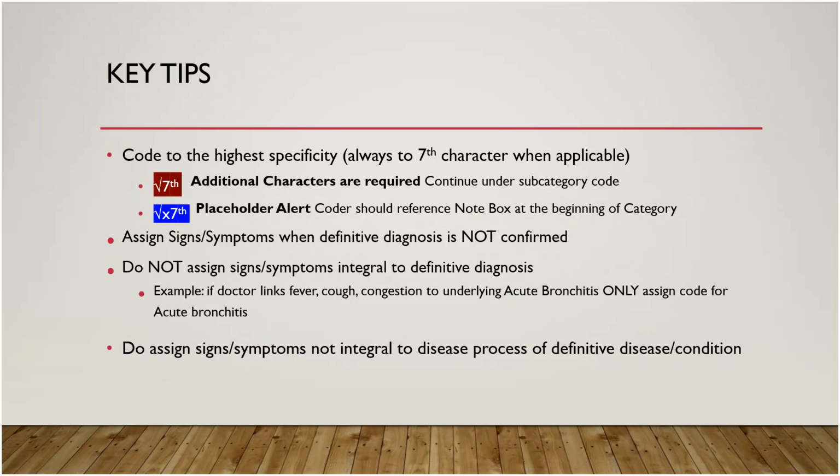Code to the highest specificity. So you have 2 colors of 7th characters within your ICD-10 book. That's one of the things when we were in coding 1 that you had difficulties with. Notice that when we've had different quizzes and things in coding, that's one of the areas that you get off on. The maroon 7th character tells us that you want to continue down under that category code until you get to the most specific character, meaning that it goes all the way to 7 characters.